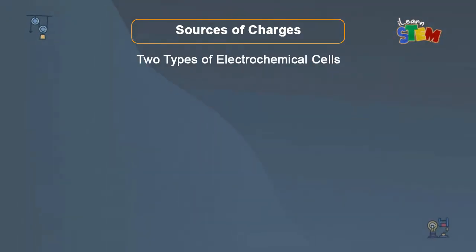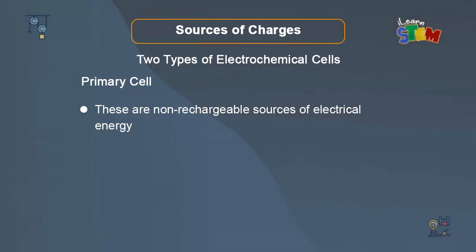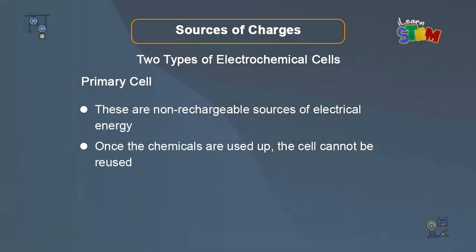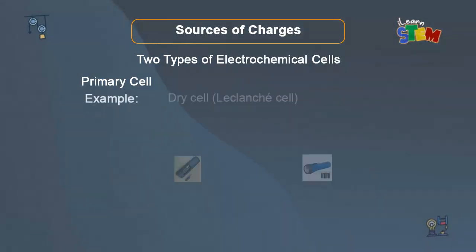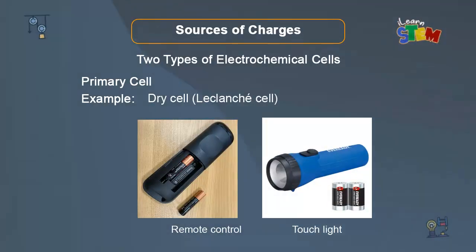There are two types of electrochemical cells. Primary cell. These are non-rechargeable sources of electrical energy. Once the chemicals are used up, the cell cannot be reused. They are cheap and easy to use. Example: dry cell, Leclanche cell, which are battery cells commonly used in devices like remote controls and flashlights to provide portable power.